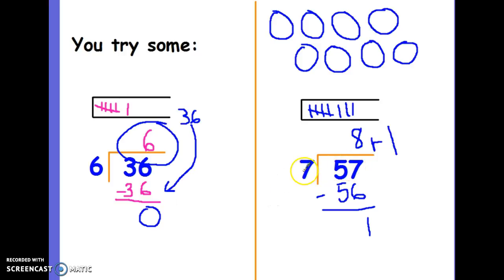57 divided by 7 can be separated into 8 groups. Let me show you how. 1, 2, 3, 4, 5, 6, 7.